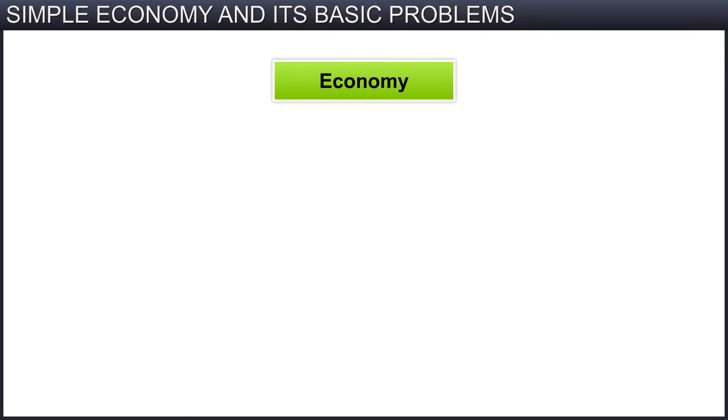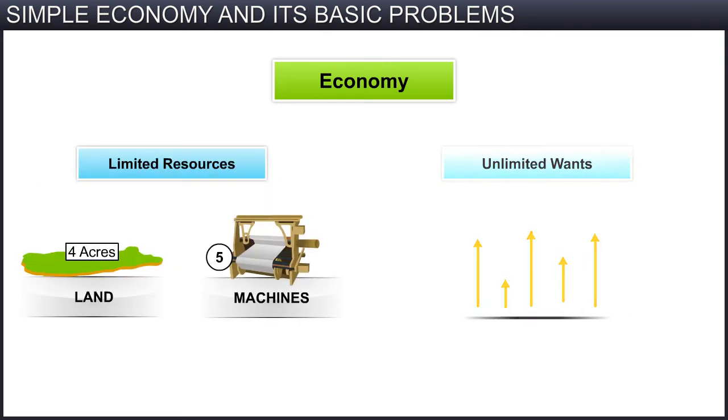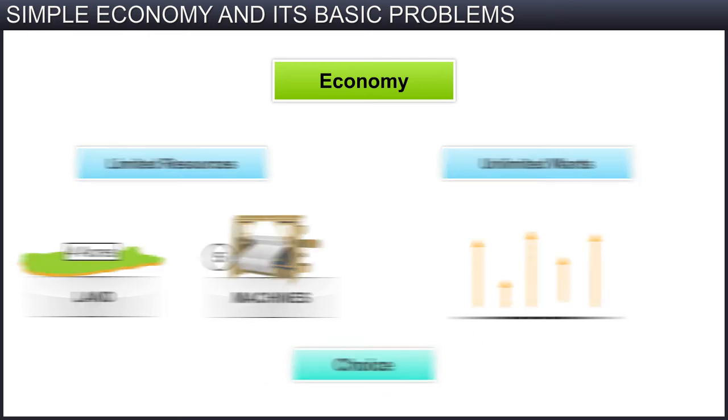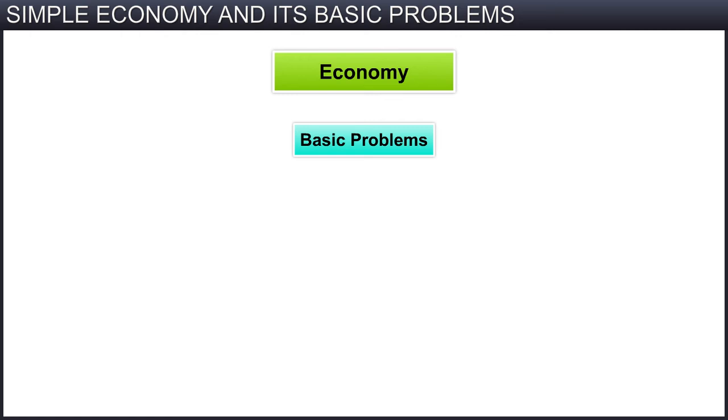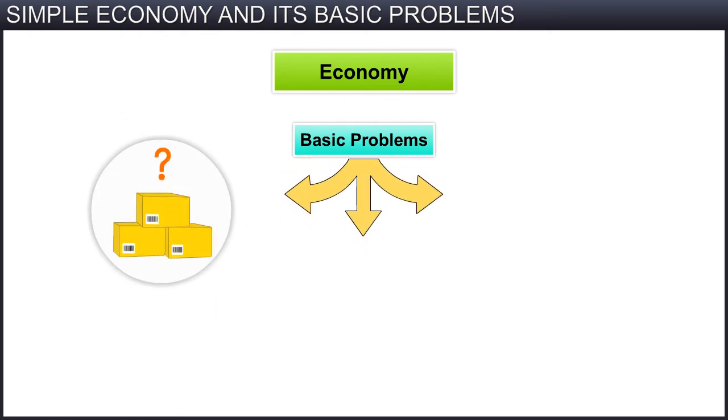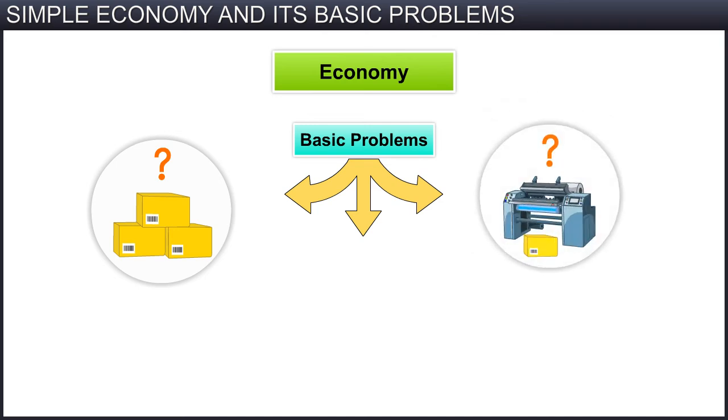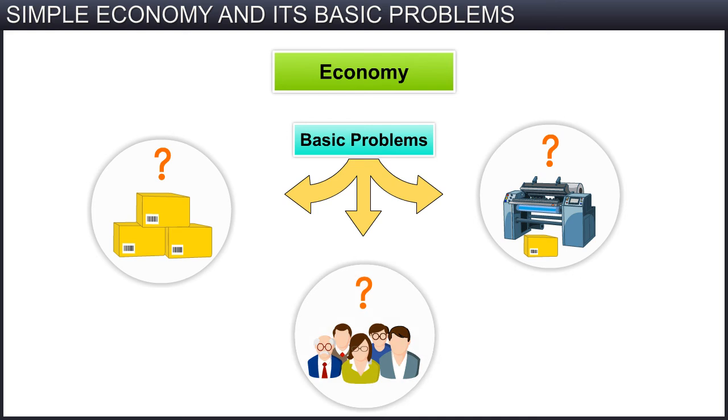Thus, due to the limited resources and unlimited wants, another economic problem of choice arises. The basic problems of an economy are therefore related to what to produce and in what quantities, how to produce these goods, and for whom to produce these goods.